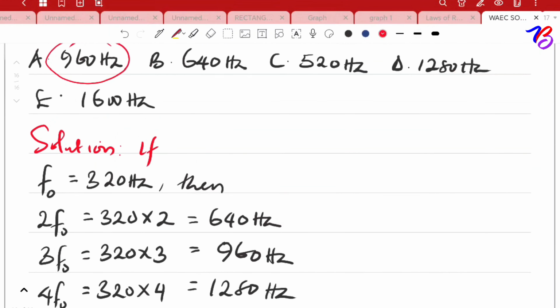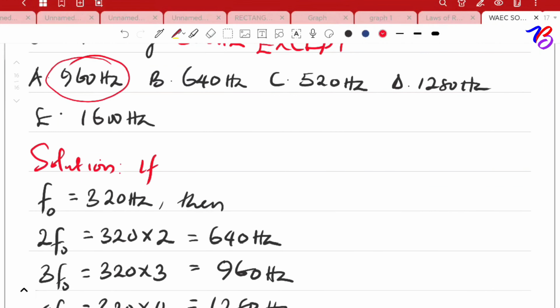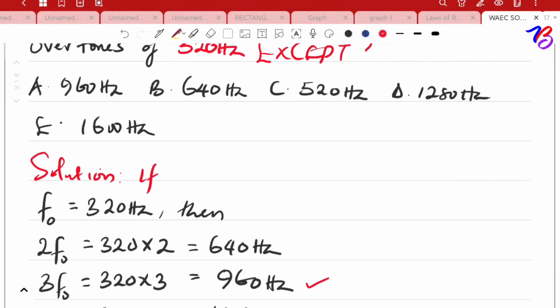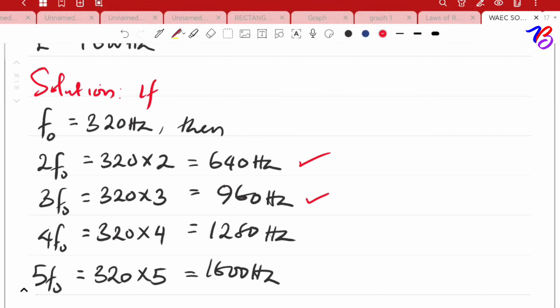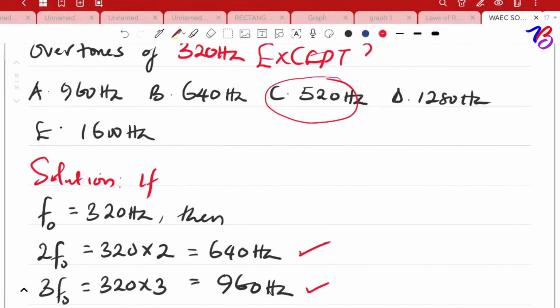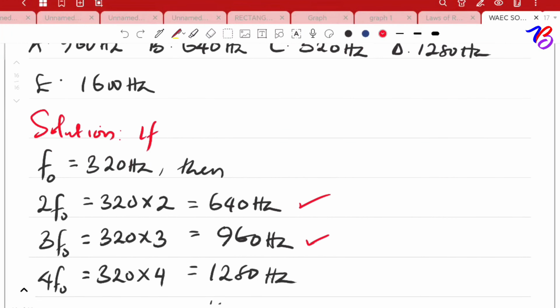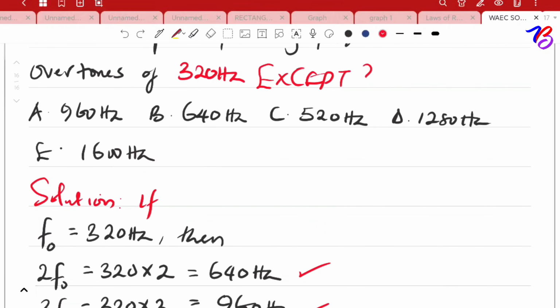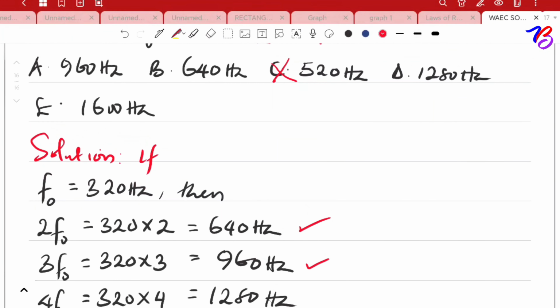We have 960 Hz here, 3F0. Okay, we have 960 Hz. Then 640 Hz, option B. We have it. Yes. Then 520 Hz. We don't have it. Can you see it? We don't have it. So automatically our answer becomes 520 Hz. Are you following?